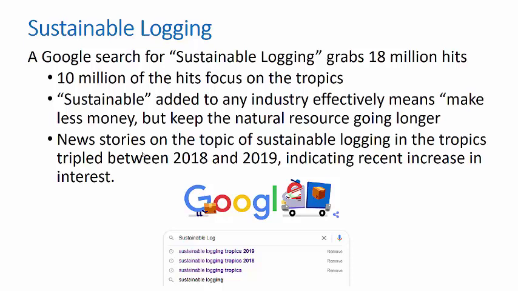All right, so I don't really know the answer to that, but I do know that between 2018 and 2019, the number of news stories about sustainable logging in the tropics tripled. If you just put in the word logging, you don't actually get an increase in the number of stories between 2018 and 2019. But if you search sustainable logging, tropics, you triple the number. It went from about 10,000 hits in 2018 to 34,000 hits in 2019. So it's a big recent increase in this concept.